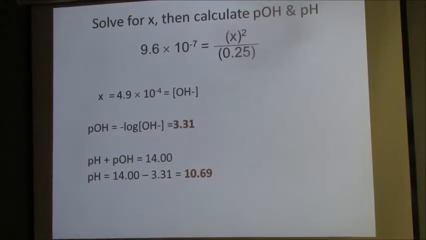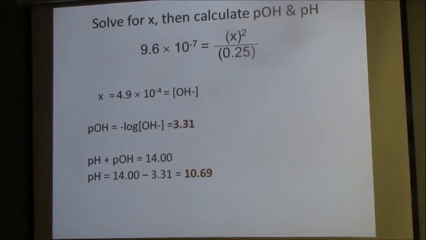Right? So when you do your arithmetic, you'll come up with a POH. That'll be a low number, and then when you subtract it from 14, that'll be a number greater than 7. So the pH of a base needs to always be greater than 7. So that's one way you can check yourself. Make sure that you did it correctly, right? The pH is going to be a number greater than 7.